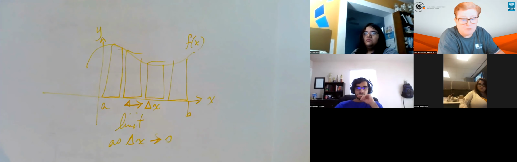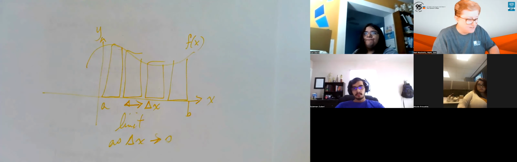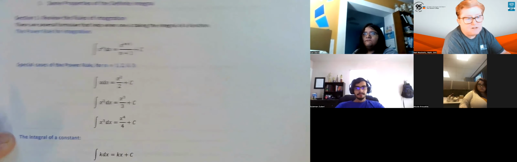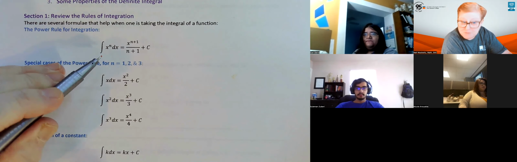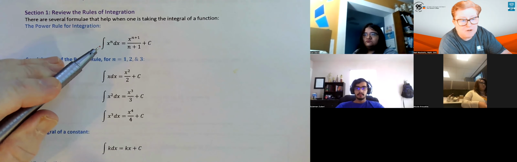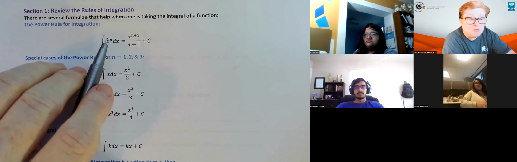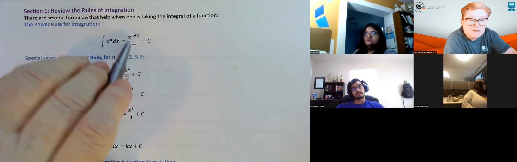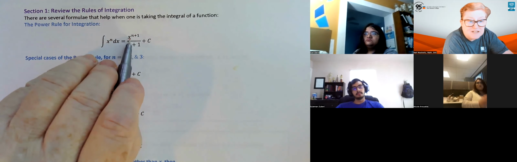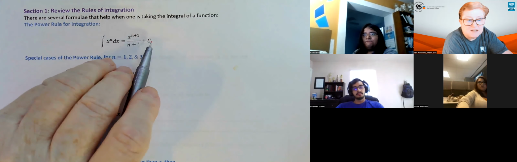And before we do that, it helps to have some rules that you probably have seen, but you may not have seen. So this way we're all on the same page. We're just going to look at some basic rules of integration, which you may have learned last semester in Calculus 1, or you may not have. So the really basic one is any x to a power integrated is x to that power plus 1 divided by the power plus 1 plus some constant.